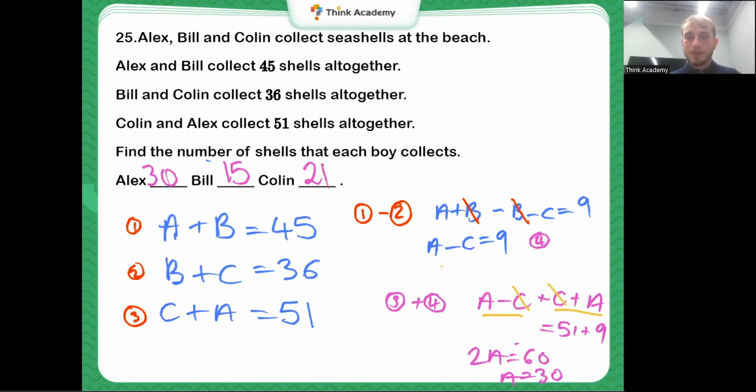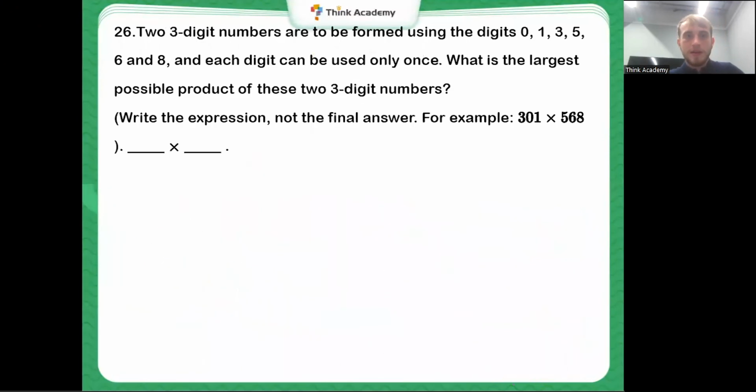So nice little simultaneous equations and a couple of tricks. So you can subtract one equation from another to create a new equation, which will help you to have an elimination, because we can't eliminate one of these letters directly, okay?